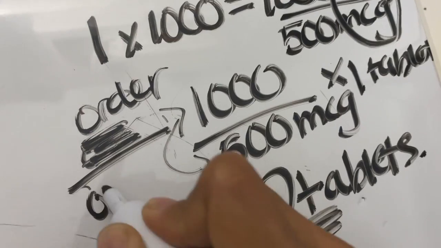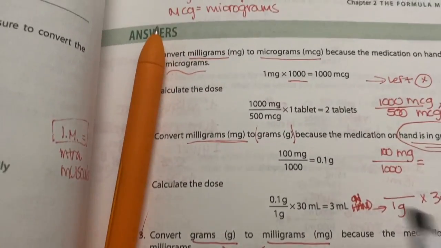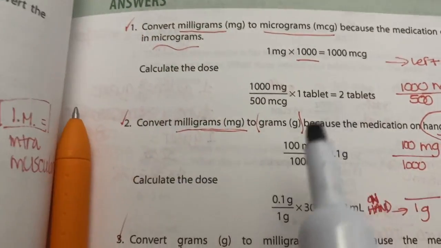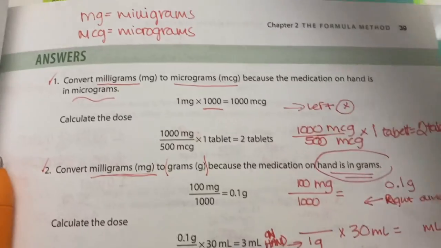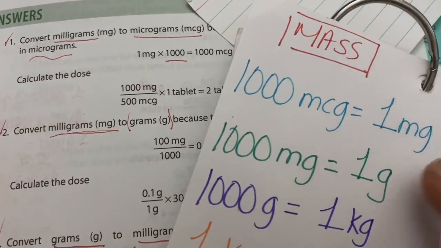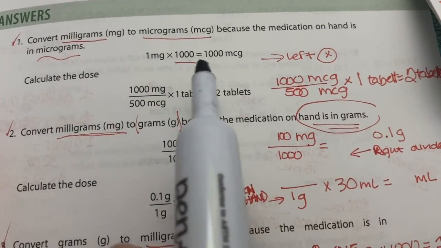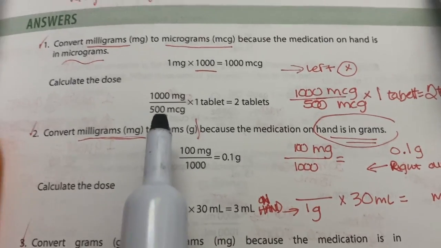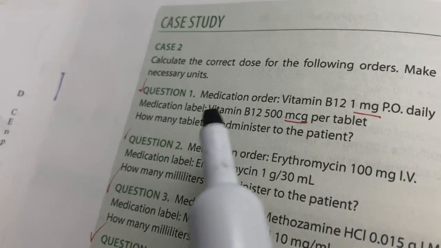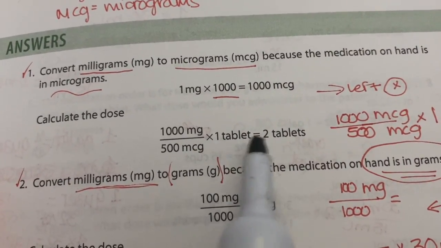Always remember, order versus on hand. I can't stress that enough. I'm going to make it stick to your brain. So here you go, milligrams to micrograms. Okay, and we're just going over it again. And this is why this book is so good, because it just breaks down everything and it shows you step by step.